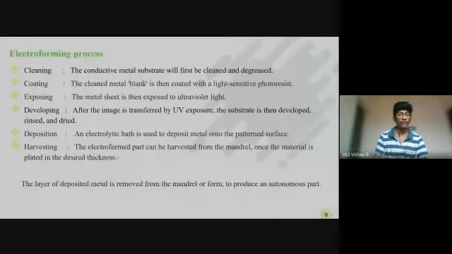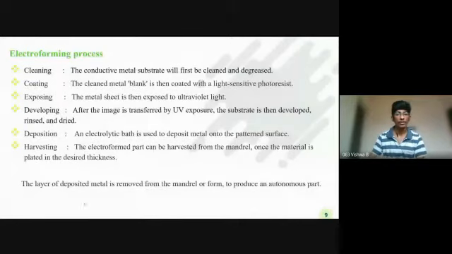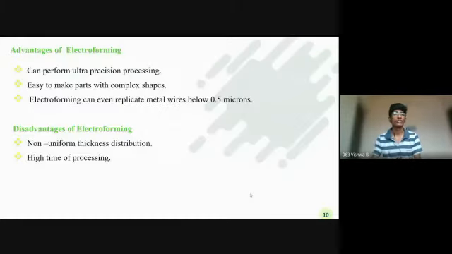So the layer of deposited metal is removed from the mandrel to form the autonomous part. So when the substrate is attached to the mandrel, after removing from the electrolytic bath, it is then broken down. The part is removed from the mandrel to form the autonomous part. That's the desired part that we would like to make in electroforming.